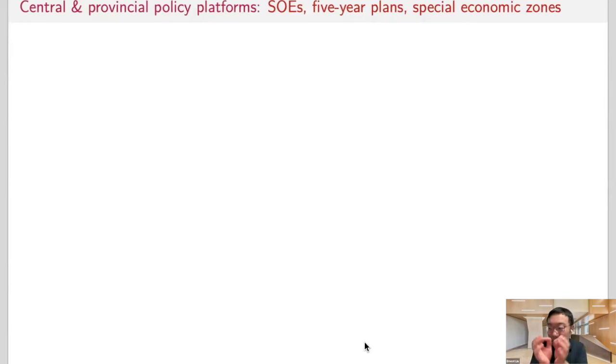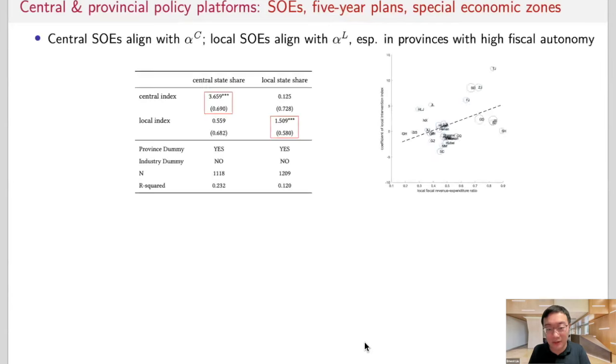Number two, we look across provinces in the local targeting. What we find is that provinces that are more fiscally independent from the central government tend to target strategic industries that are better for themselves. Whereas provinces that are less developed and rely more on the central government for fiscal transfers tend to target sectors that are more aligned with the central government. So this is essentially a formalization of what I mentioned.